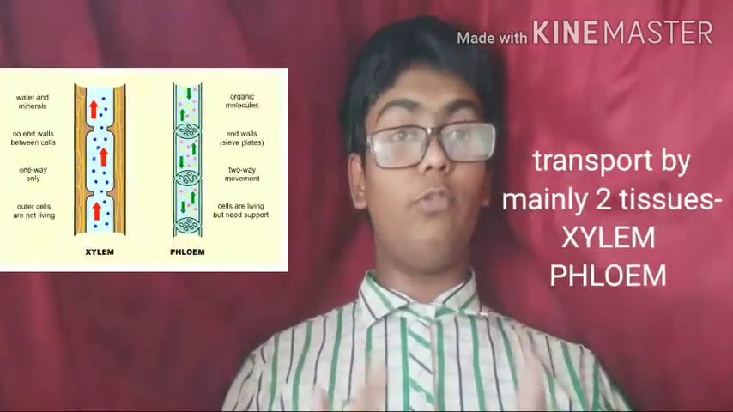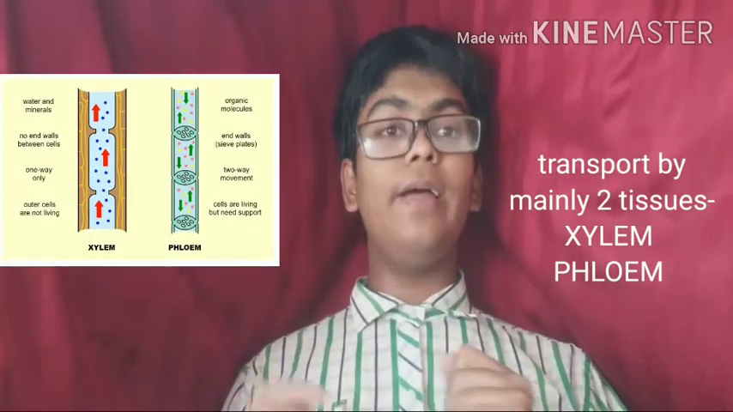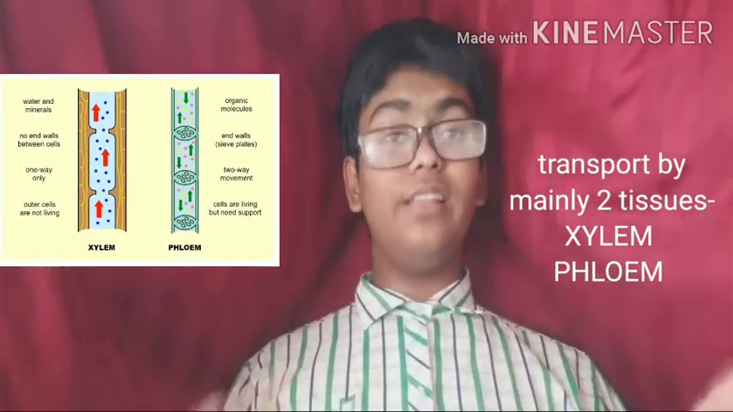Now let's go to the next part. This conduction of water and food is done mainly by two tissues. What are they? They are xylem and phloem. Together, these are called the vascular bundles. Now, let us learn in detail about these tissues.